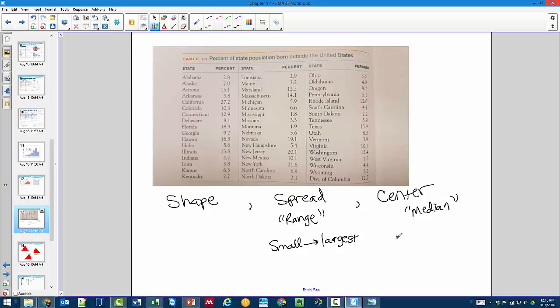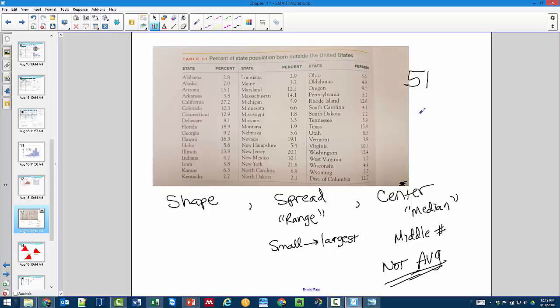The center, people would also recognize as the median. It is specifically the middle number, not the average, and that's where a lot of people make that mistake. The median is not the average. Finding the median is really difficult when you're looking at this, because there are 51 states here, so I need to break this into even groups and find the middle number.